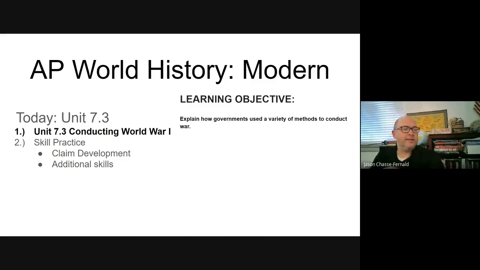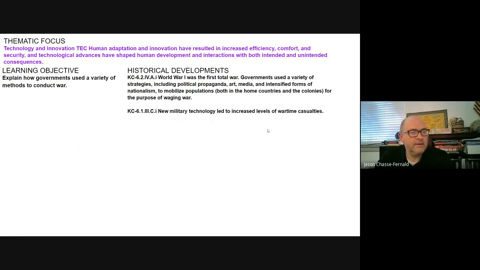Today we're going to do Unit 7.3, Conducting World War I, and we're looking at how governments used a variety of methods to conduct the war. Really we're going to be looking at a couple of major things. One is this idea of total war: the use of political propaganda, the role of women, the impact of the colonies and how these populations were mobilized, and of course the increased level of casualties that happen as a result. Part of this is the effectiveness of conscription and mobilization of colonies.